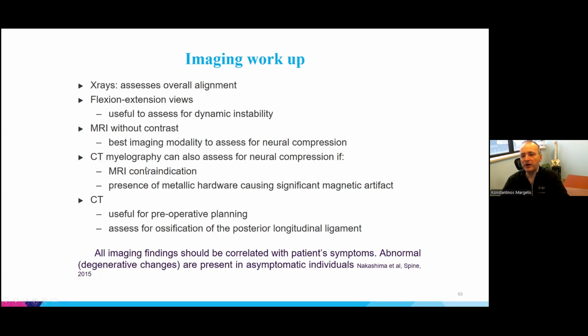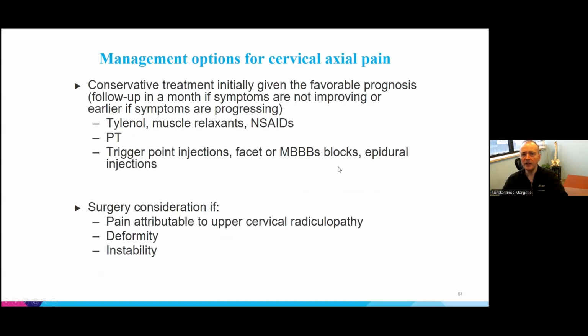Now, in some cases where there is a contraindication for an MRI, then we might get a CT myelography. Or if there is a lot of metal hardware and there's too much magnetic artifact on the MRI, then we also might get a CT myelogram. And the options are, again, we start with conservative treatment with NSAIDs, physical therapy, and we can also try epidural injections.